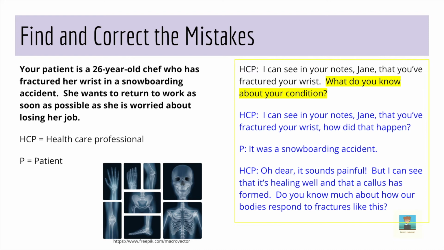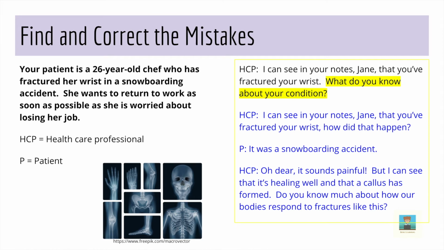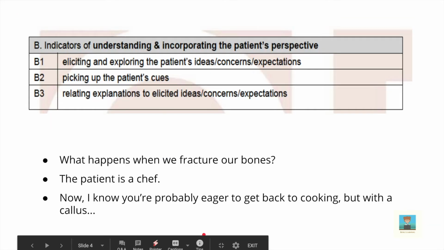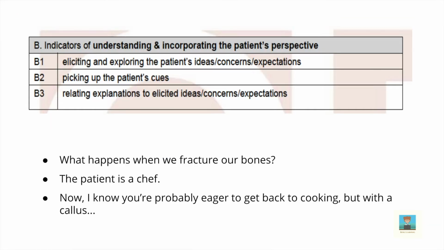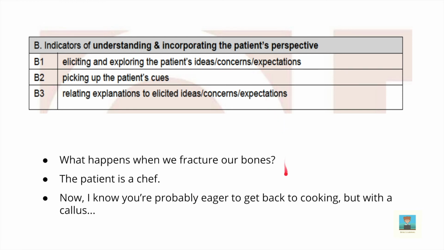So here, the healthcare professional is exploring the patient's own ideas about fractures and calluses and how they're formed. So the professional is finding out what the patient knows already, because there's no point in going into long explanation if the patient has already been told this and understands it well. Let's have a little look at some of the criteria that the OET is looking for, and this is from the OET website itself here. So, eliciting and exploring the patient's ideas, concerns, and expectations, in this case, finding out if the patient knows what happens when we fracture our bones.